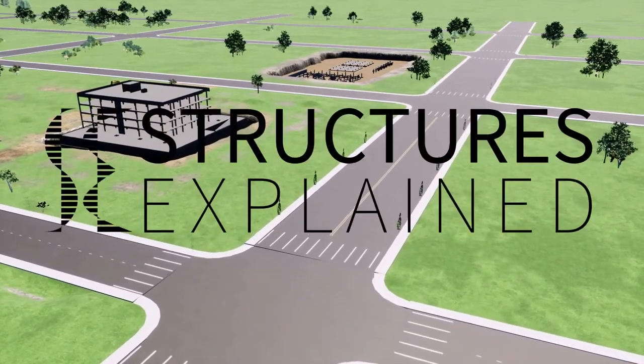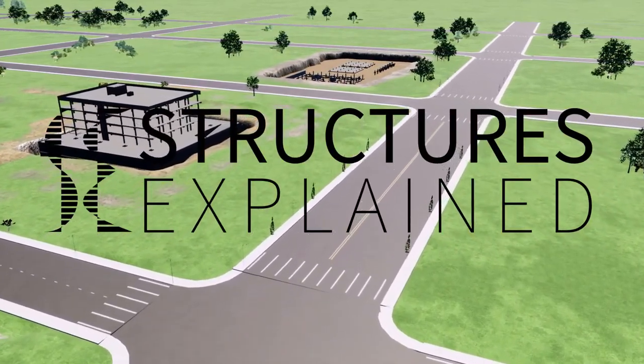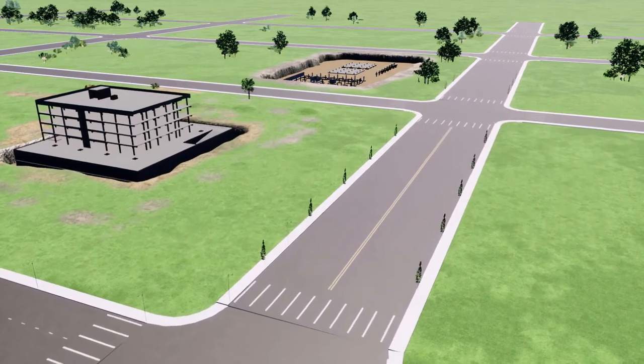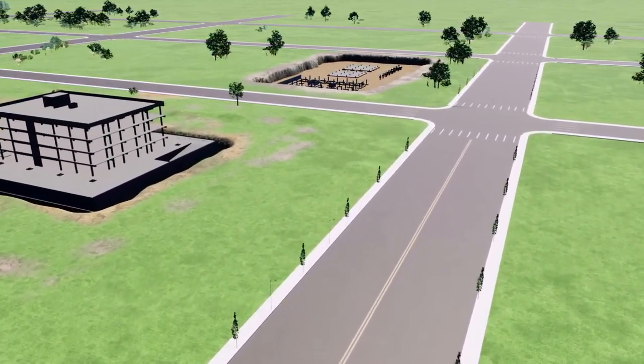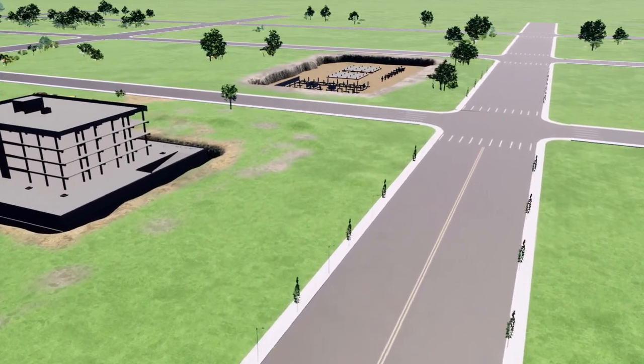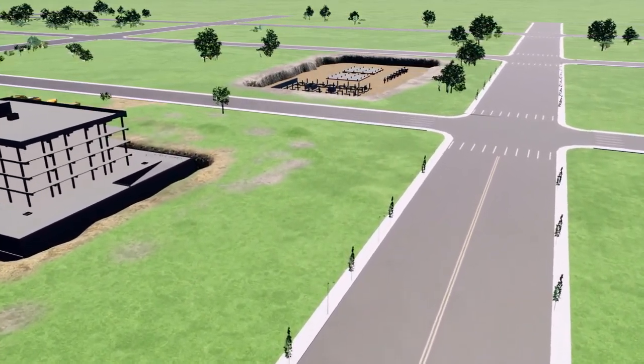Hi guys, this is Structures Explained, and in this video we'll be learning about various kinds of footings used in building construction. Foundations are a part of the substructure which are below ground level and transfer all kinds of loads on the structure to the ground.